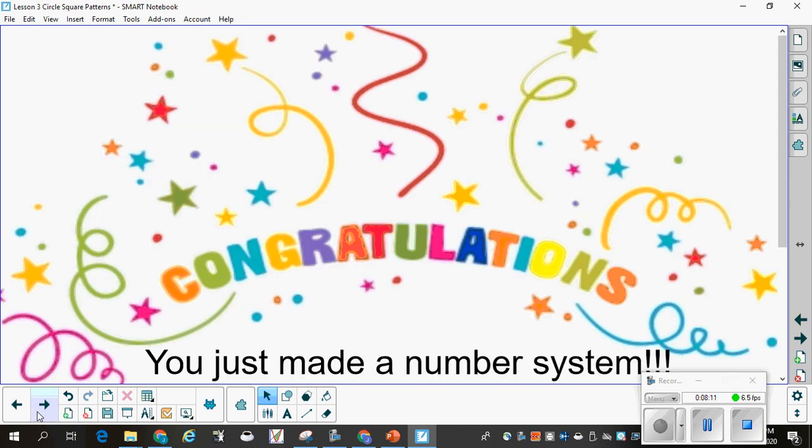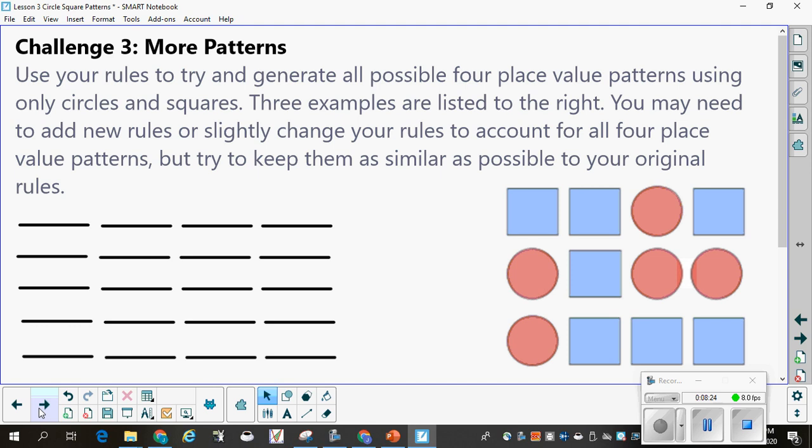Once you've got your rules and they work all the time, regardless of whether it's 2, 3, or 4 places, guess what? You have just made a number system. Congratulations. We're going to give you one more challenge though.